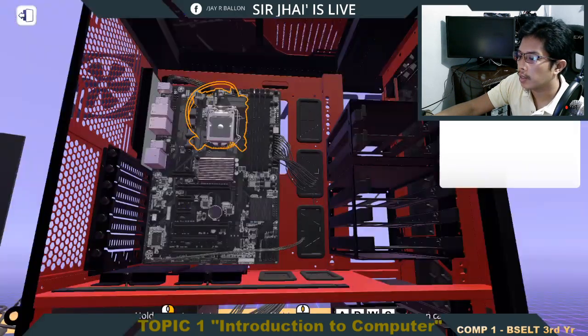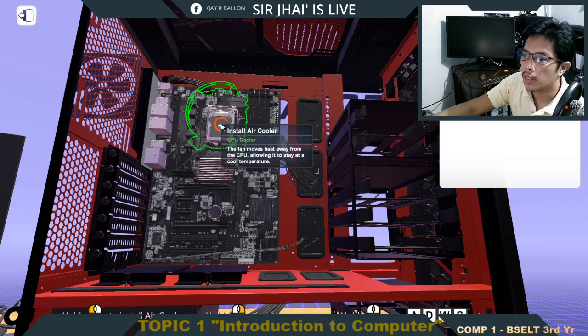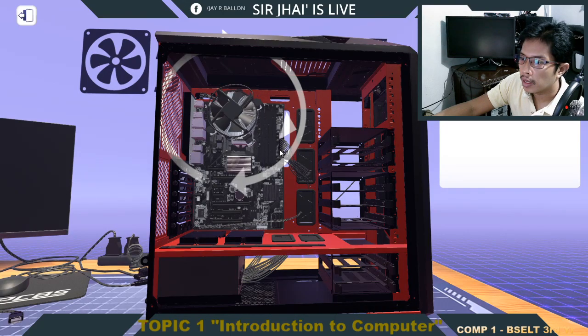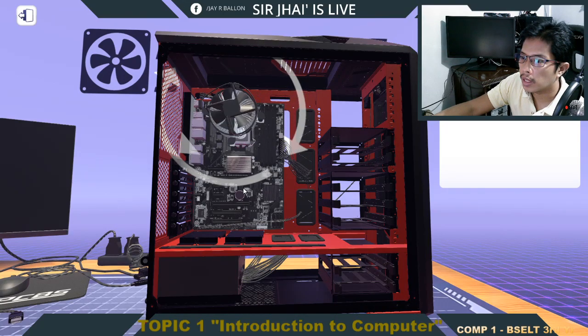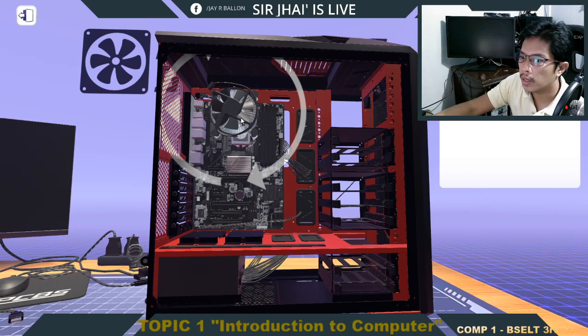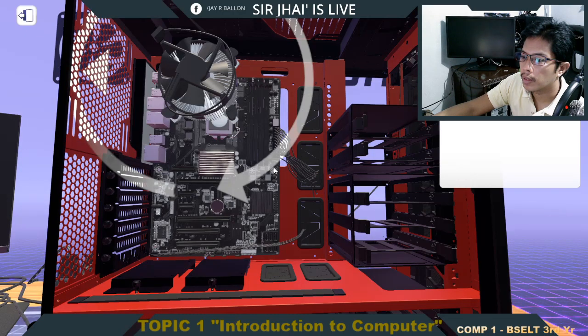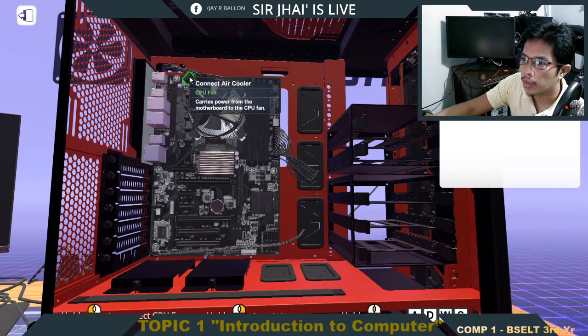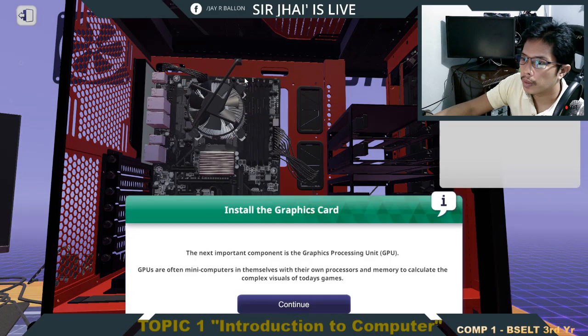Sige, install natin. So this is where we're going to put the CPU cooler. And as you can see, meron siyang parang direction of the wind. So in this case, ang orientation ko ay ganyan. So the fan will blow here, then papunta dyan sa labas. Okay? Okay. So yun. Yan. Then we put the CPU fan to the motherboard.